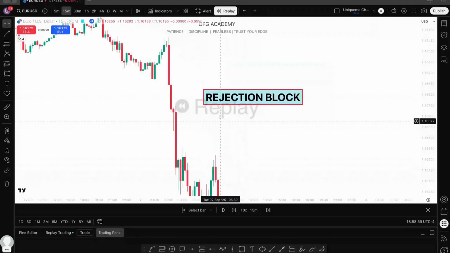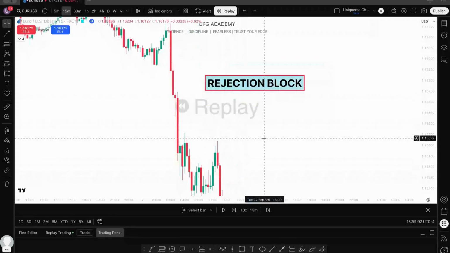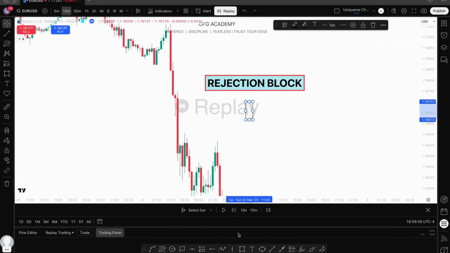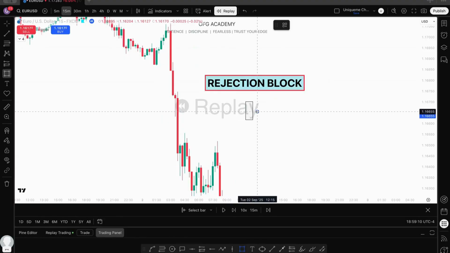Today's topic is rejection block. This will be like a 5 minutes or 3 minutes video. Now, how do I know a rejection block? That's when your swing point comes in. You all know how a swing point looks like, right?